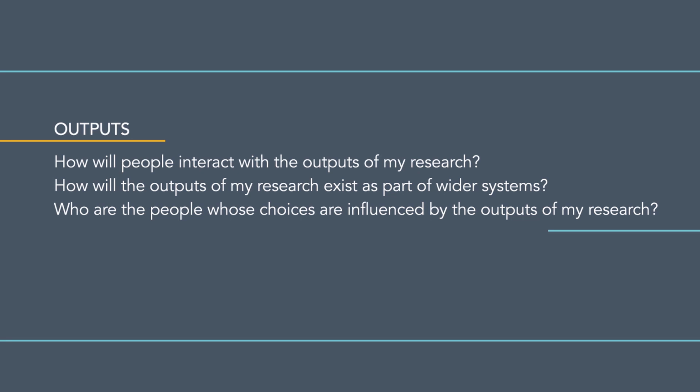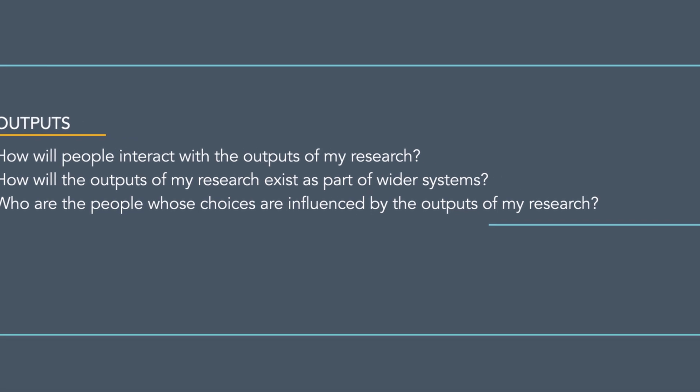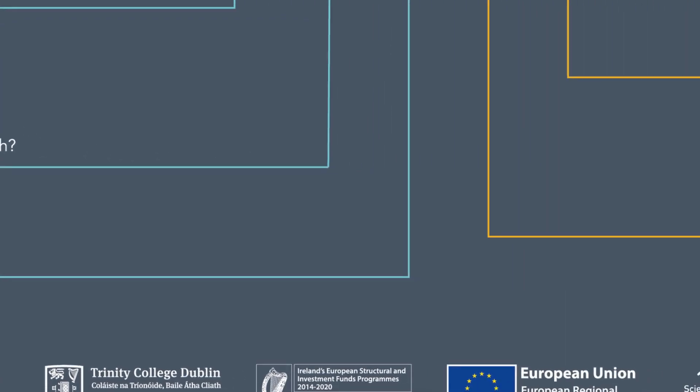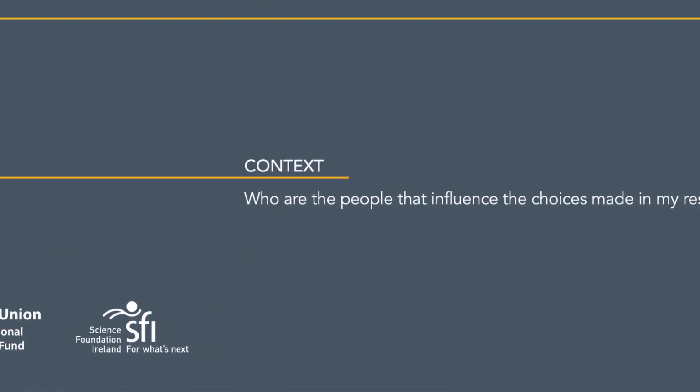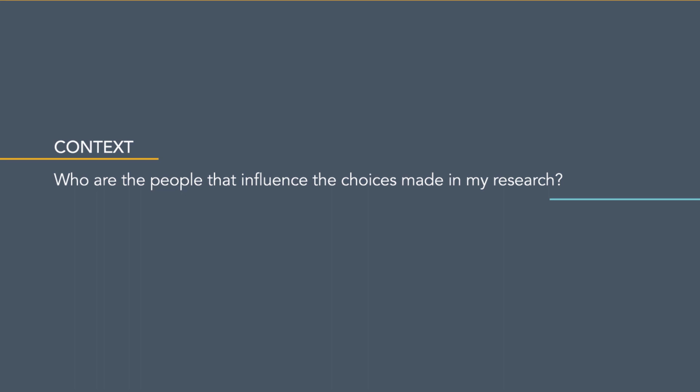And the final question in this section asks, who are the people whose choices are influenced by the outputs of my research? The questions so far have considered the ways in which our own choices might be influenced by our environment and by other researchers. This question prompts us to consider those relationships, but from the opposite perspective. The final section repeats the first question again. Who are the people that influence the choices made in my research?